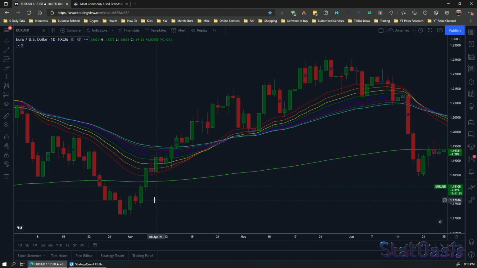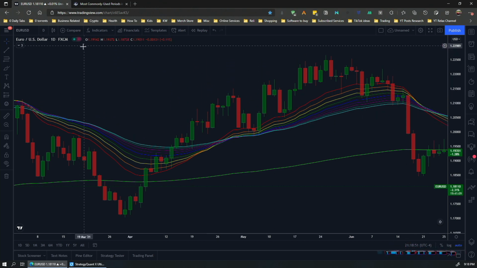Another strategy is when the price is above 7 of the 10 moving averages, we go long. And when the price is below 7 of the moving averages, we go short. And when the price is in between, we don't do anything.